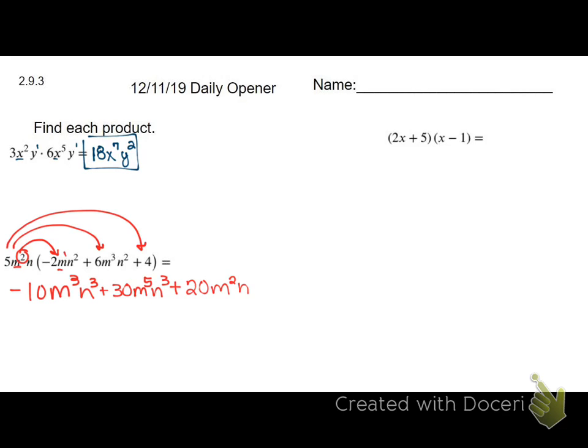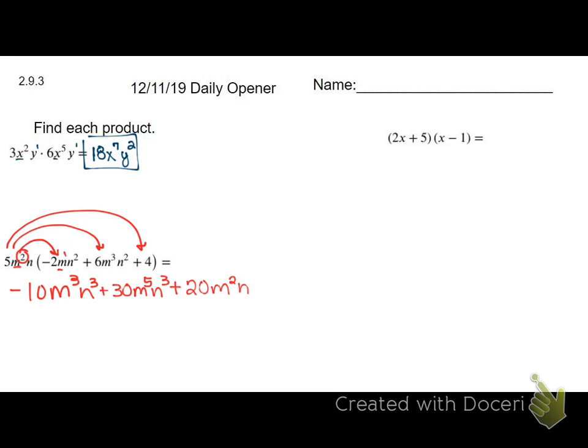My next step is to look to see if I can combine like terms. Can I combine like terms here? No. Okay, Dylan, I agree with you. Why can't you? Because none of the things up top are the same. None of the exponents are the same.